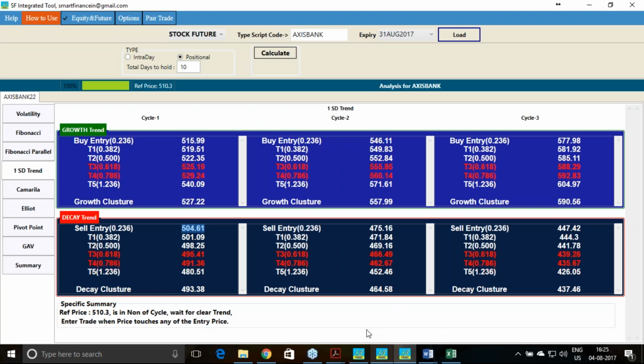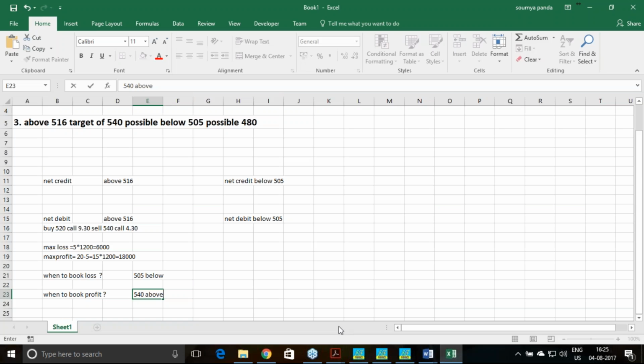If you have done this particular analysis, 505 is telling you to close it. Wait a little, let 501 break. You are in hedging, so nothing to worry. In the same way, if 540 gives you a breakout, better wait for the level of some 546, second cycle, to enter so that you can book the profit. So if it is in the uptrend, this is your net debit strategy, this one. This is the net debit strategy.